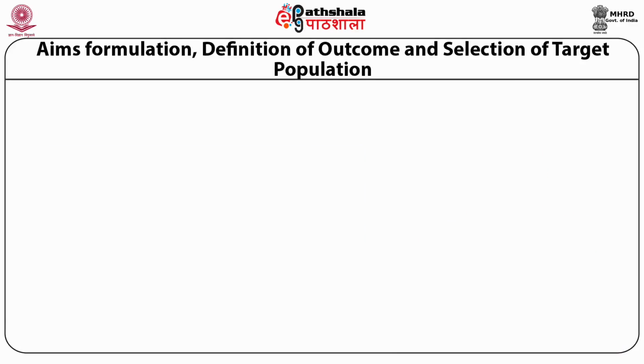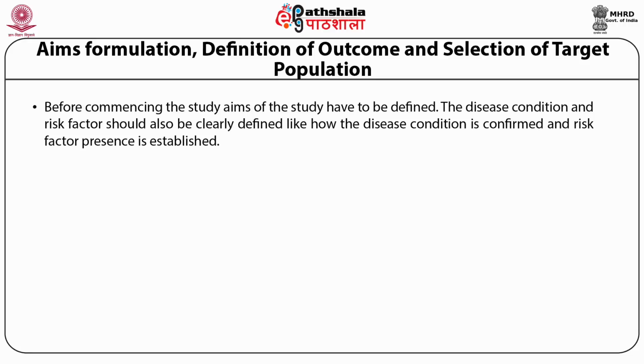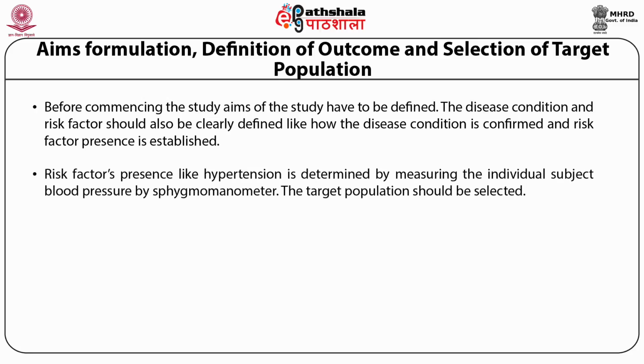Aims formulation, definition of outcome and selection of target population. Before commencing the study, aims of the study have to be defined. The disease condition and risk factor should also be clearly defined, like how the disease condition is confirmed and risk factor presence is established. For example, in cross-sectional studies, the presence of coronary heart disease is confirmed by the presence of history, positive response to Rose questionnaire and Minnesota codes in electrocardiogram. Risk factors presence like hypertension is determined by measuring the individual subject's blood pressure by sphygmomanometer.